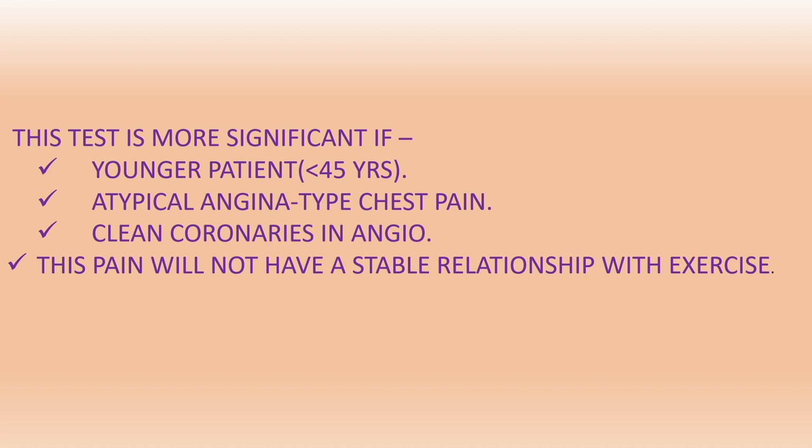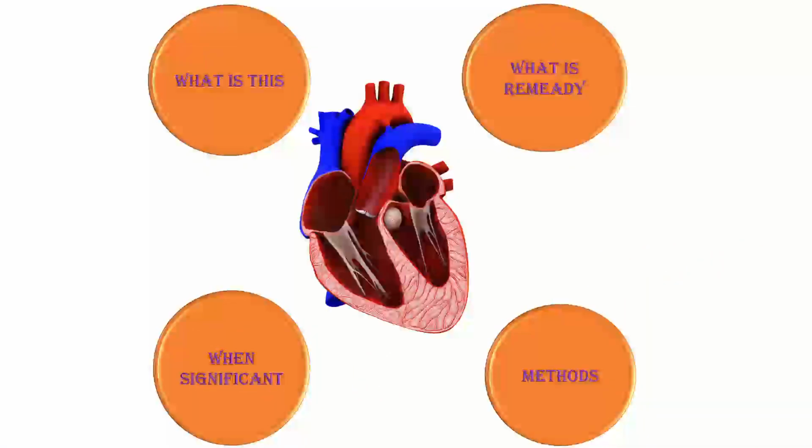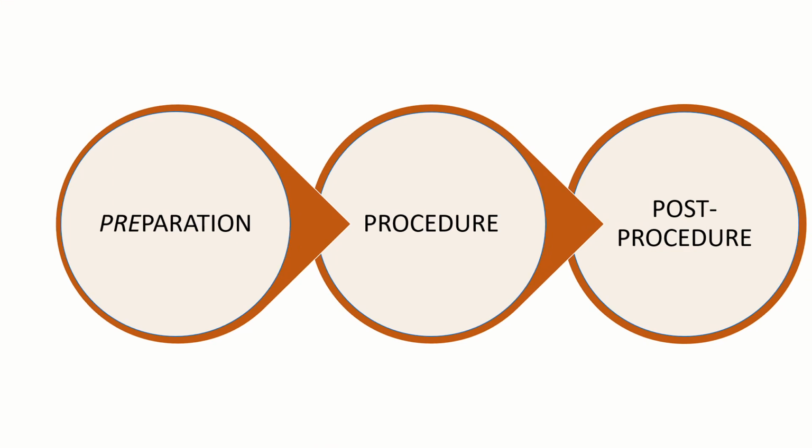This test is more significant if we get a younger person with atypical angina-type chest pain and clean coronaries in the angiogram. Now, if we go through the methods of doing the test, it has basically three parts.